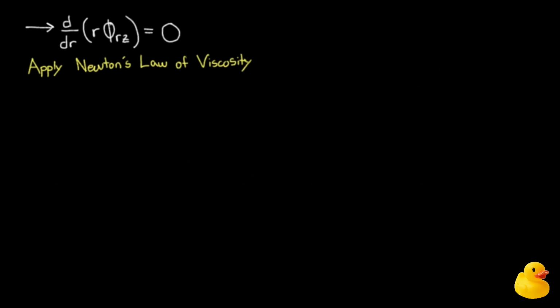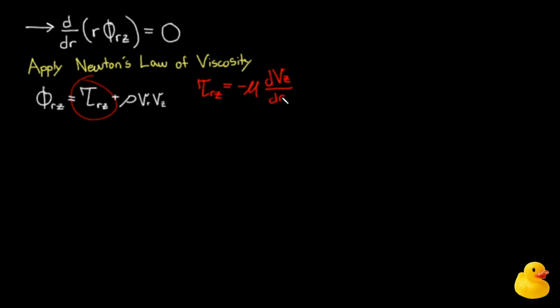Okay, now we can apply Newton's law of viscosity. So we could take the phi rz term and define that real quick. That's just the shear stress plus the density times velocity. Earlier we defined what the tau rz was equal to, which is tau rz equals negative mu dvz/dr, and that's just from when we did the Newton's law of viscosity part. Also we know that the radial velocity is 0, so this part becomes 0. So all we're left with is just the shear stress, and we can plug that back into the equation.